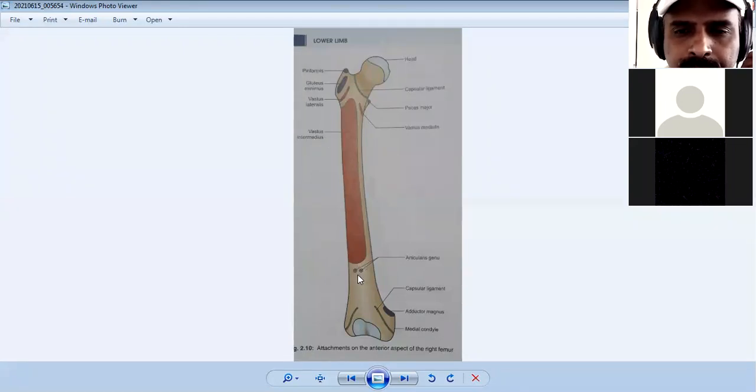Below the vastus intermedius, the anterior surface gives origin to the articularis genu muscle. Articularis genu. Then the next muscle is the vastus lateralis muscle. The vastus lateralis muscle originates from the upper end of the intertrochanteric line, the anterior inferior border of the greater trochanter.